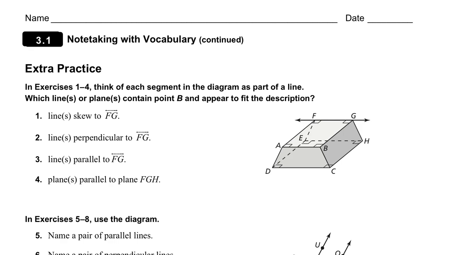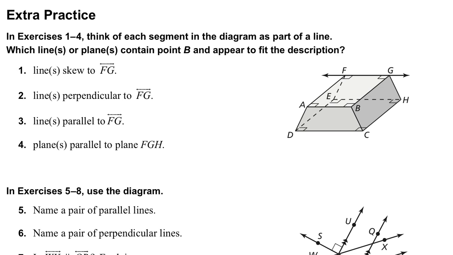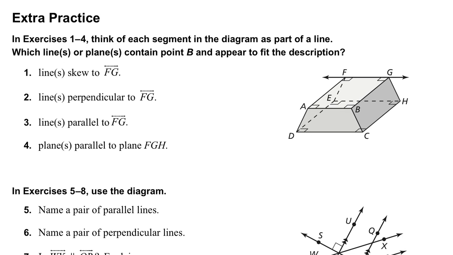So some extra practice problems here. I might not go through every single one because some of these have multiple answers. I might just do a couple. But we just have to start practicing identifying what things are skew, perpendicular, parallel, all that good stuff. So in these first four, we want to think of each segment in the diagram as part of a line. We just cut off the ends of the line, so now we can make this trapezoidal prism. I almost forgot the word there.